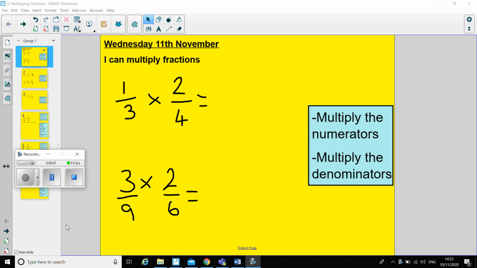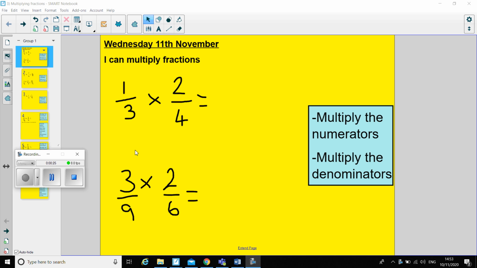Today's I can multiply fractions. Again, this is something that we looked at just before half term. So it's multiplying a fraction by a fraction. The keys to success: multiply the numerators and multiply the denominators.